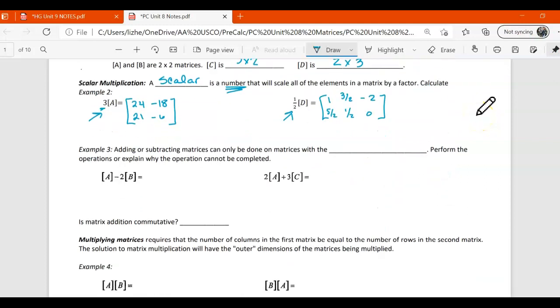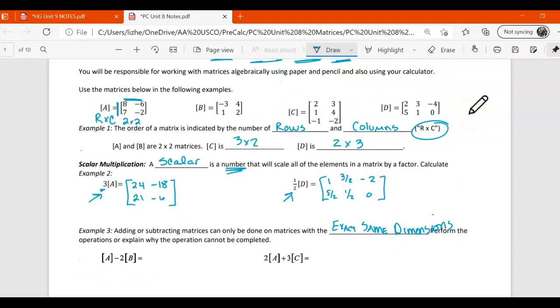Example 3, adding or subtracting matrices can only be done on matrices with the exact same dimensions. So for example here, I want to do matrix A minus 2 times matrix B. Well, in order to subtract, A has to be the same dimensions as B, which they are. They're both 2 by 2. So I can do this.